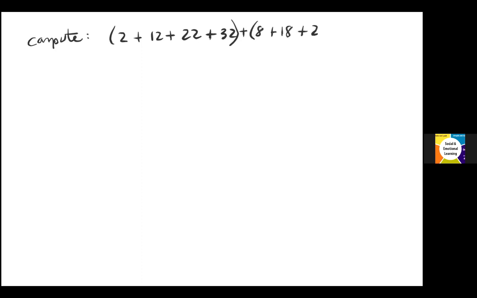So if I asked you to compute 2 plus 12 plus... something like this, you could say, well, it's a long string of numbers. It's kind of a drag. But is there a way that we could make this easier? What would be the easiest way that we could compute this here?